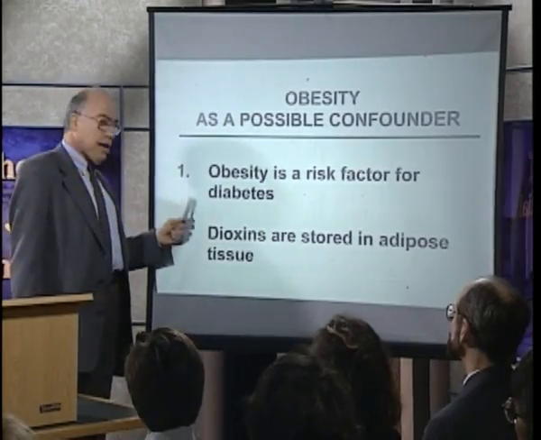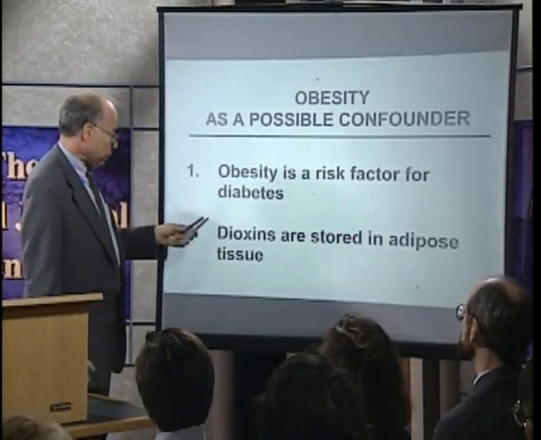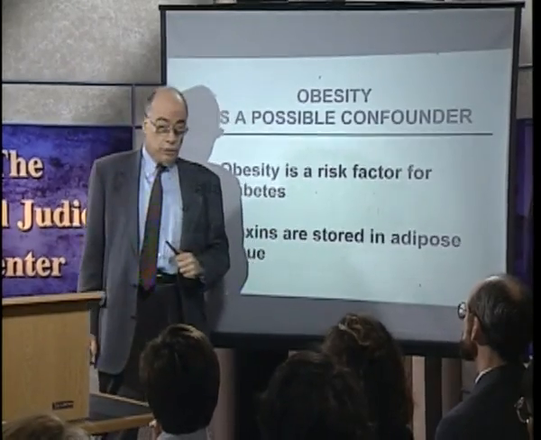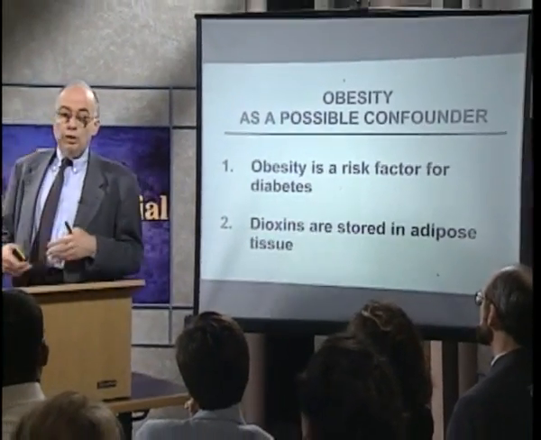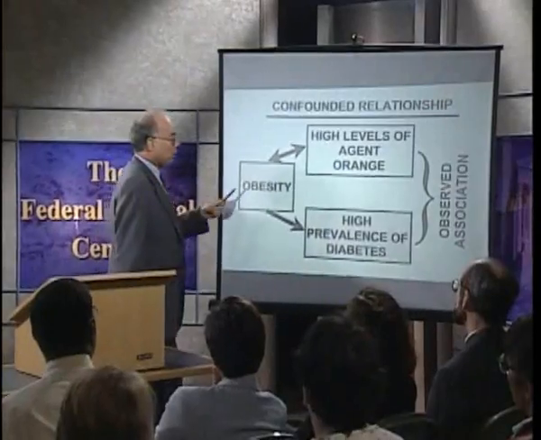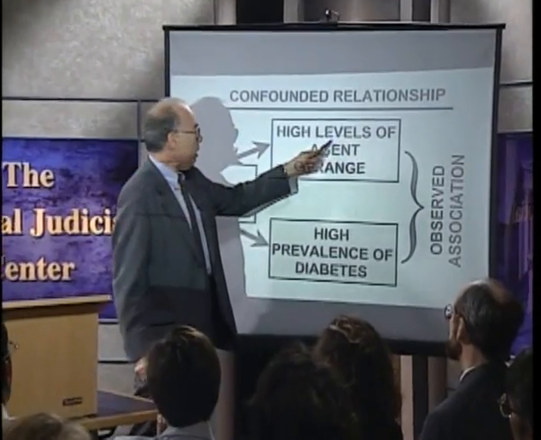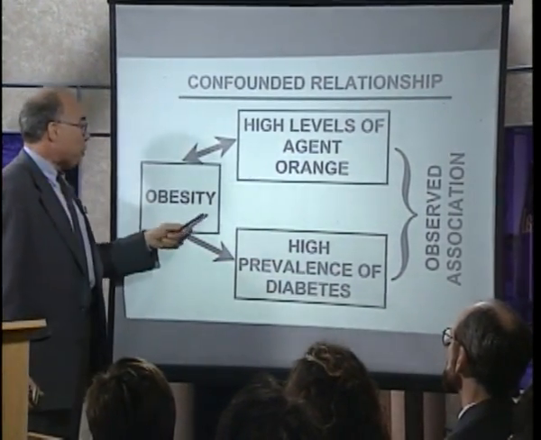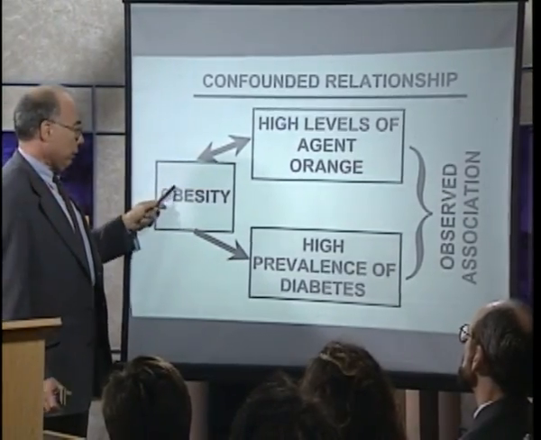We also know that the dioxins, of which Agent Orange is a mixture, are stored in the fat tissue, in the adipose tissue. And therefore, we would expect higher blood levels of dioxin in people who have more cells storing the dioxins. Therefore, it is possible that we observe the association between high blood levels of Agent Orange and high prevalence of diabetes because both are associated with obesity.